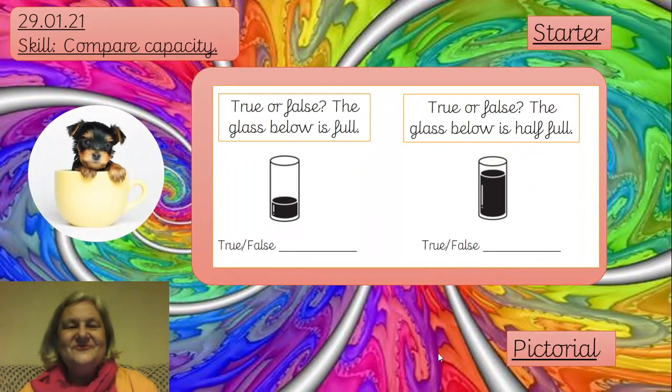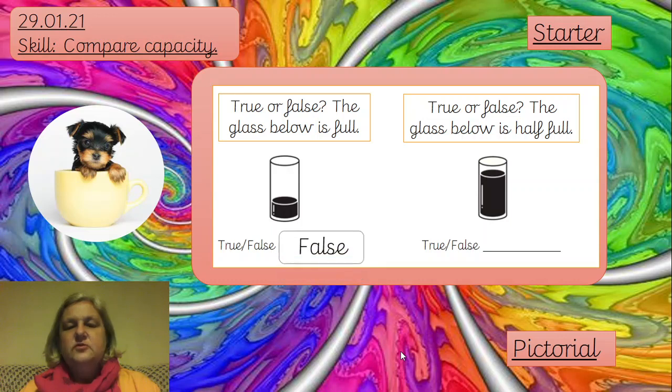Okay, if you're on call today, got a little pup for you there, a pup in a cup, and we've got true or false. So if you think this phrase here is right, then you would say it's true. If you don't think it's right, you would put false. Same for this one, we've got a glass below is full up. If you think that's right, then you'd put true. If you think it's wrong, you put false. And this one says the glass below is half full. So what would that be? Would that be true, or would that be false?